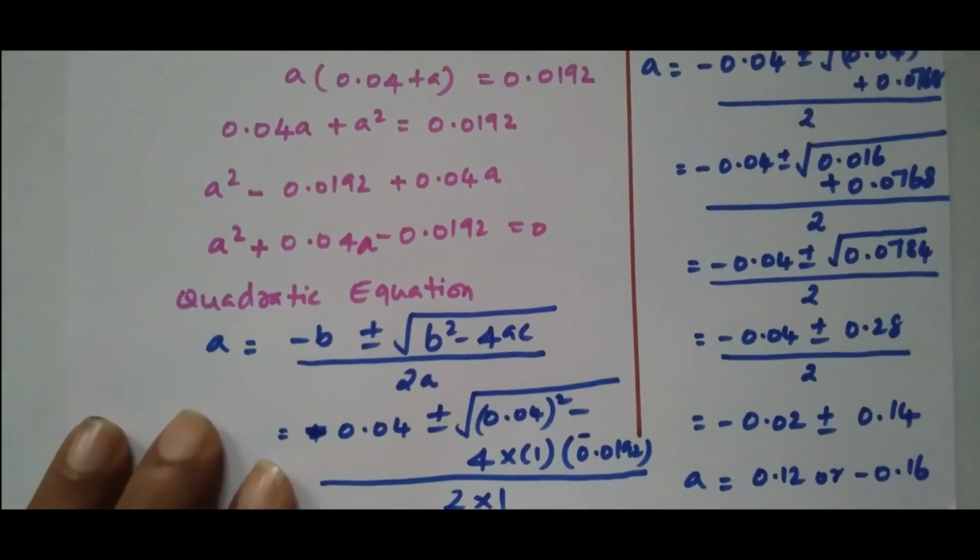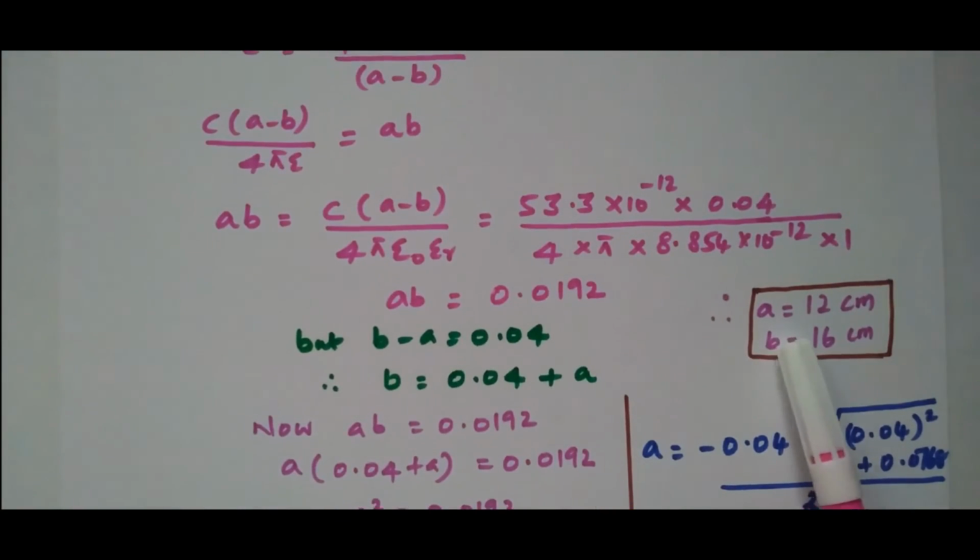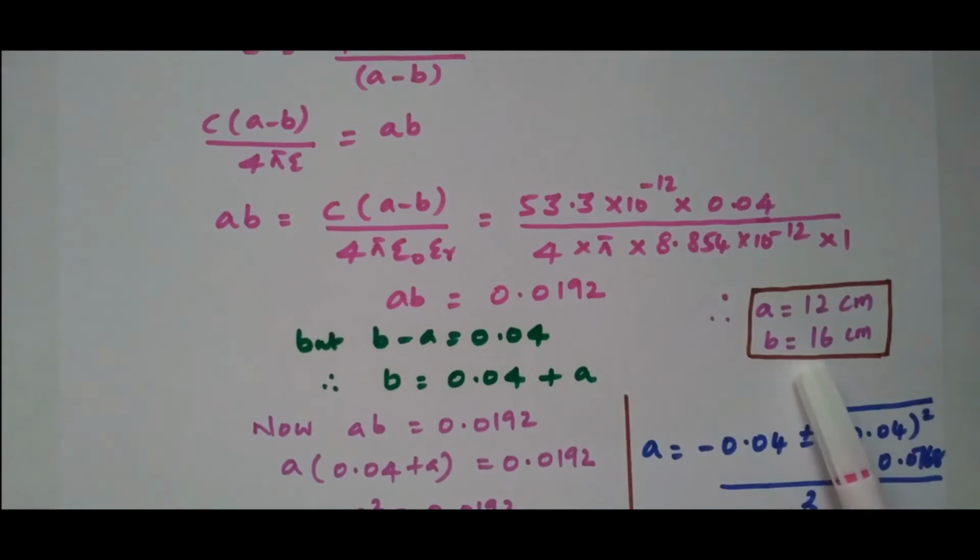But the value will not be negative, the value will be positive, so we can take A equal to 0.12 meter, which means 12 centimeter. B equals 0.16 meter, which means 16 centimeter. So A equals 12 centimeter, B equals 16 centimeter. See, the difference between these two is 4 centimeter. So the values we calculated are correct. So we calculated the radius of the inner sphere and the radius of the outer sphere.